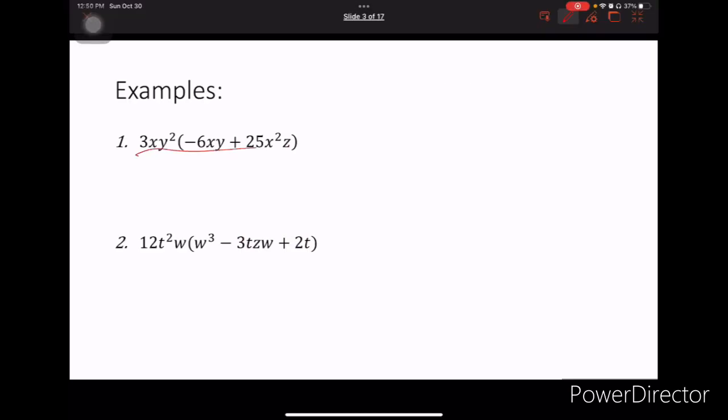So let's say we have 3xy squared times the quantity of negative 6y plus 25x squared z. As you can see, you have a monomial here and you have a binomial. So if you have a binomial as one of your factors, you simply distribute this monomial to each term inside the parentheses. So you will have now 3xy squared times the quantity of negative 6y, plus, simply copy the sign, and then 3xy squared times 25x squared z.